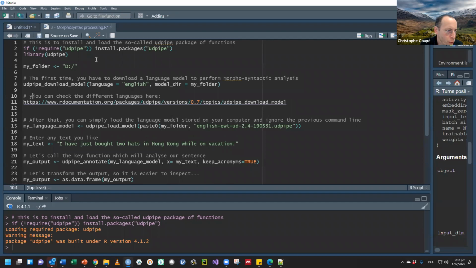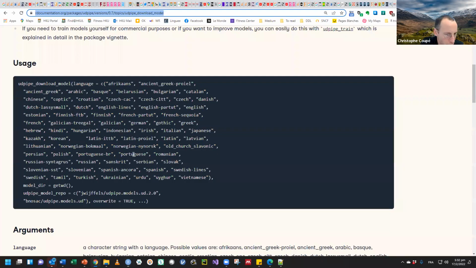Okay, but if you type UDpipe on Google, you will find all these things pretty easily. So don't worry too much about that. It's easy to find online. So if you want to work with English, you could try English. If you want to work with Portuguese, you write Portuguese.